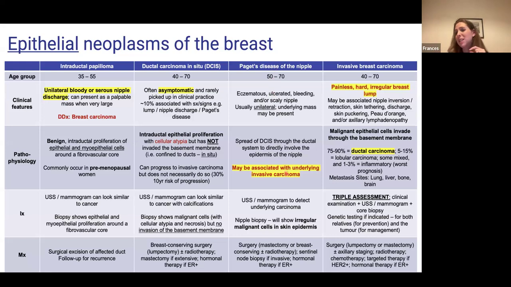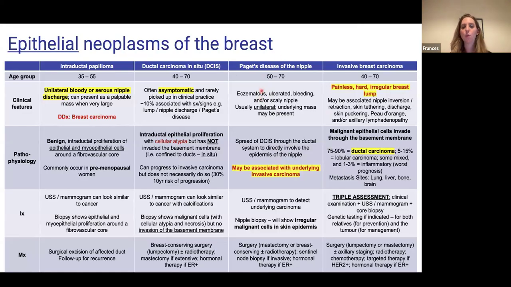And so now you find essentially abnormal cells in the epidermis of the skin of the nipple. And so this could be associated with underlying invasive carcinoma. And these patients have an eczematous, ulcerated, bleeding, and or scaly nipple. It tends to only be unilateral, and you might feel a mass as well because there might be an invasive carcinoma.